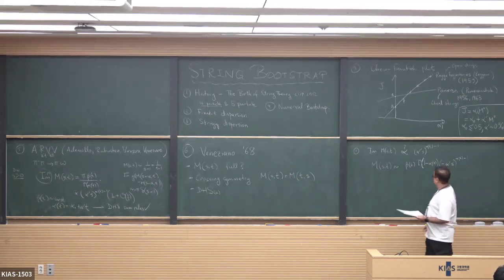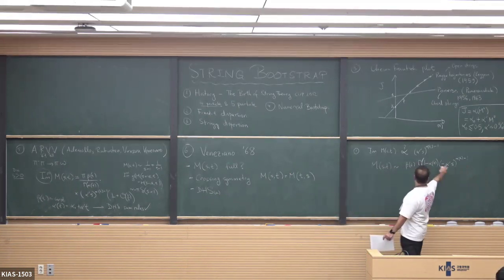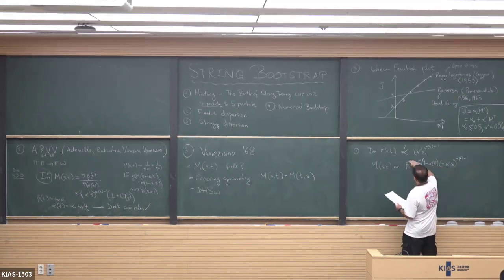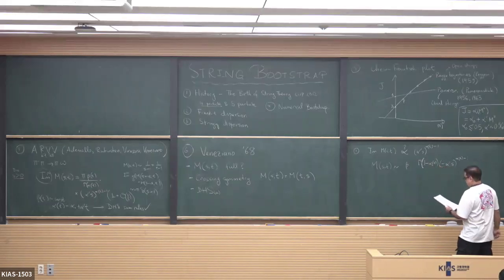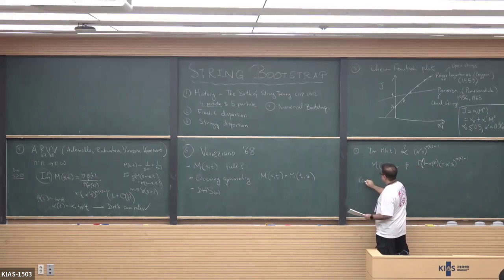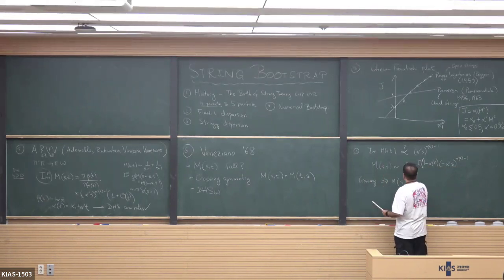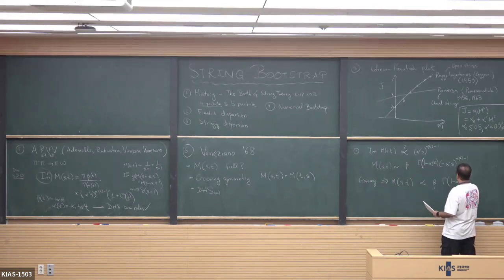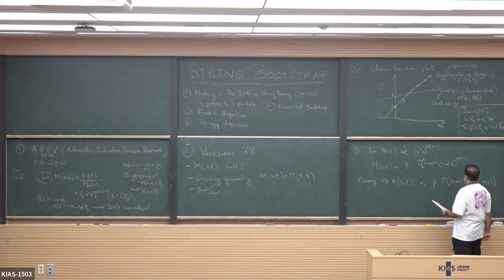The next step is to impose crossing. So now this function is not crossing symmetric because it's not invariant under t going to s. So since this is a constant, let's forget about the t dependence here. Now we are looking for an object that is going to have the same t dependence. So crossing implies that M of s,t should be proportional to beta gamma of 1 minus alpha t gamma of 1 minus alpha s.